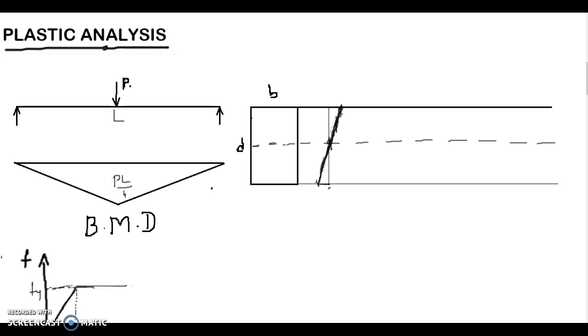It is a sagging bending moment, so I will take this as compression and this area will be under tension. If this is the maximum strain that happens, and if any one fiber reaches the yield strength, that's where my elastic analysis ends. That's where I am going to calculate my capacity.